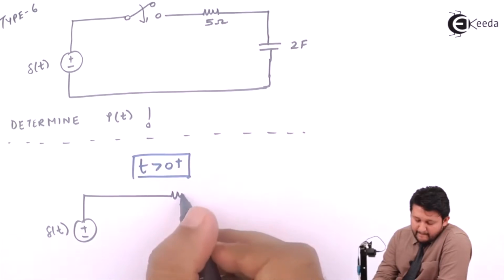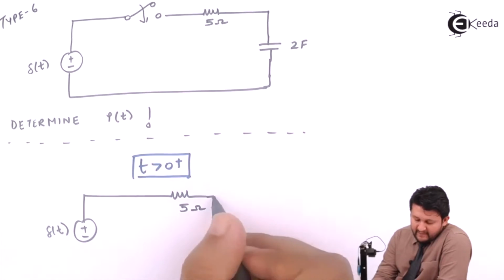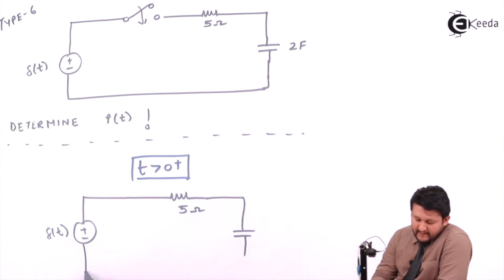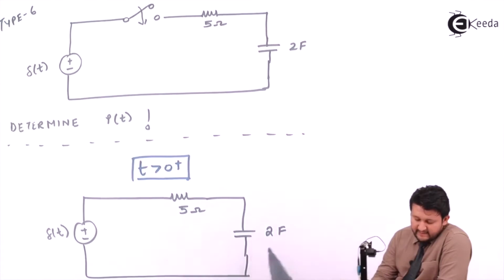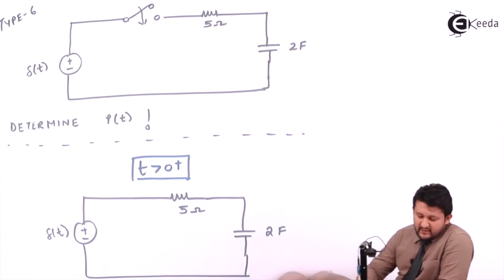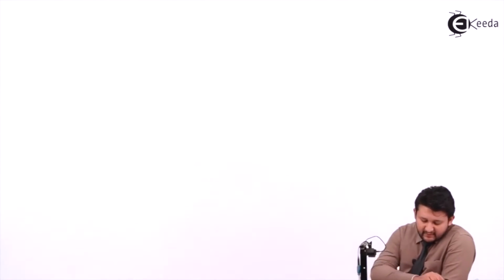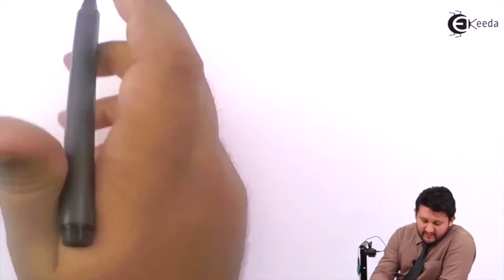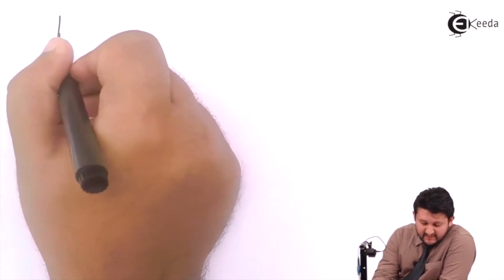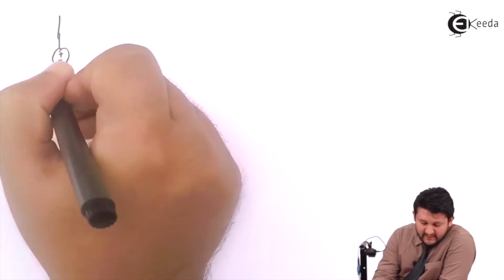Delta of t, 5 ohms, capacitor, that is your 2 farads. Now I need to convert this network into a Laplace network. So convert that network. For the formulas, guys, please refer to the previous case. It won't be repeated once again.